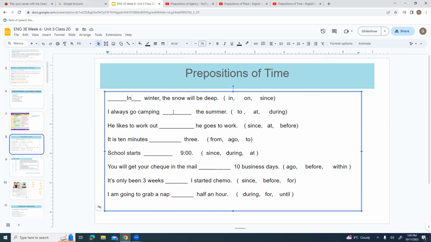I always go camping blank the summer. I go camping to the summer, at the summer, or during. During because it implies like a length of time. It's not happening once, it's happening over a course of time.